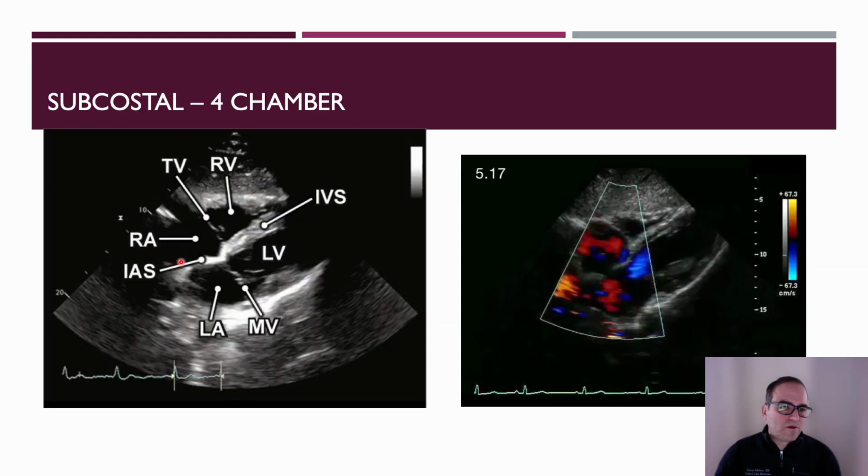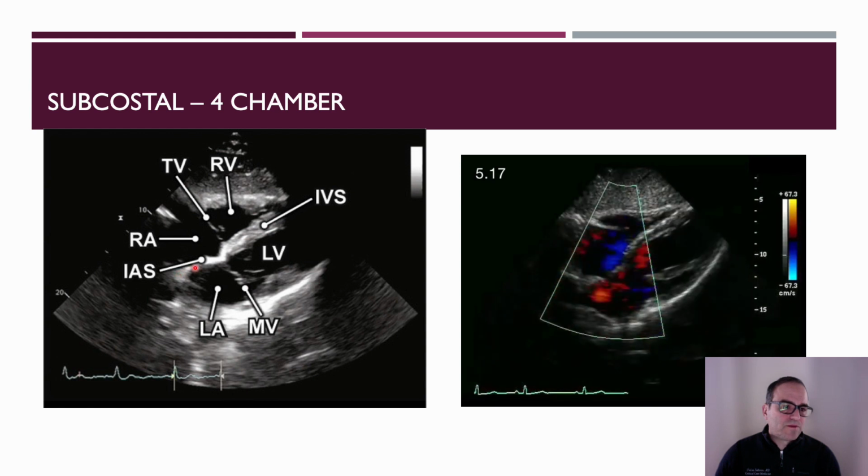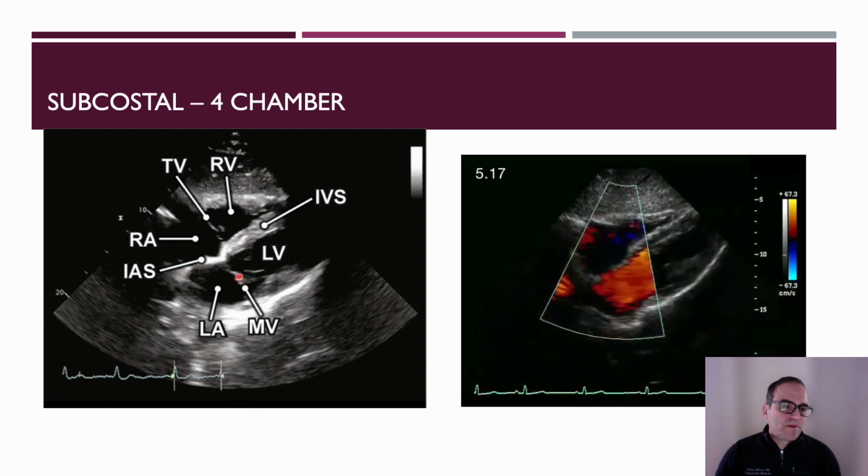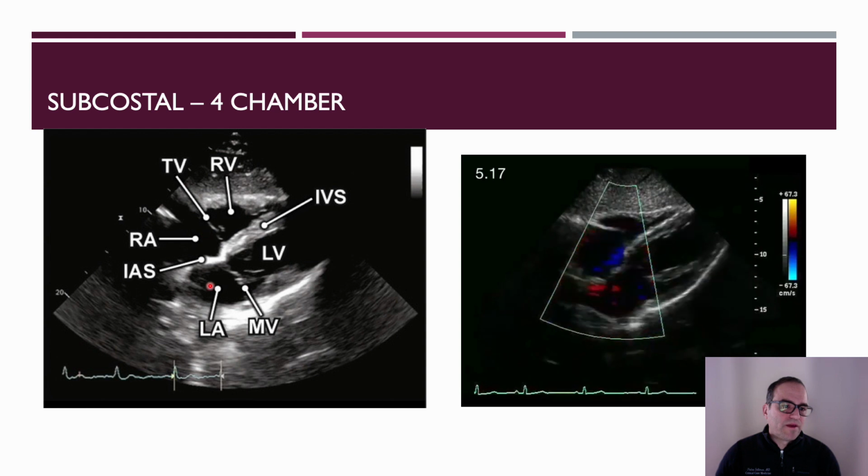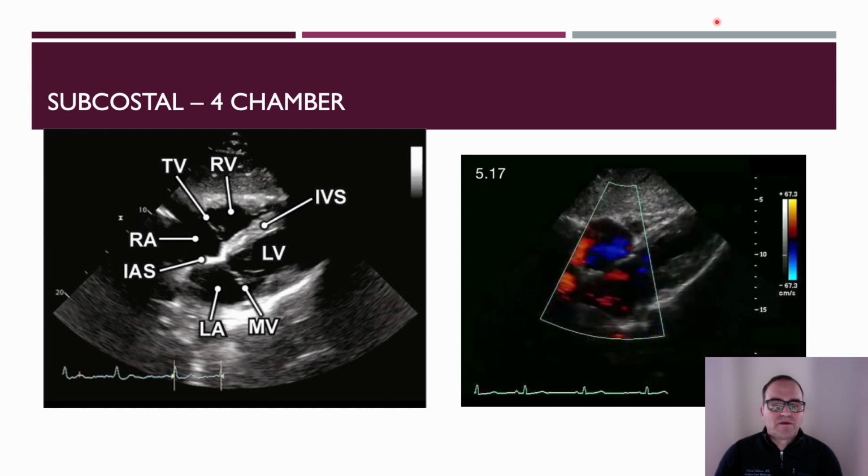Here's a closer look of the structures: interventricular septum, interatrial septum, tricuspid valve, mitral valve, RV, RA, and LV. This is a good view to visualize any atrial septal defects or PFOs.